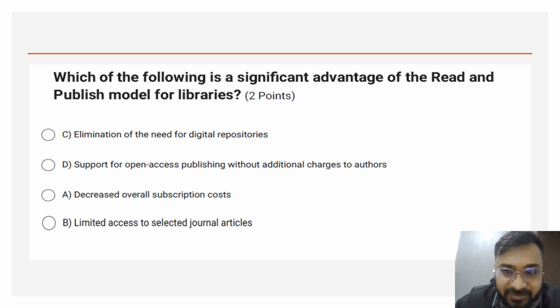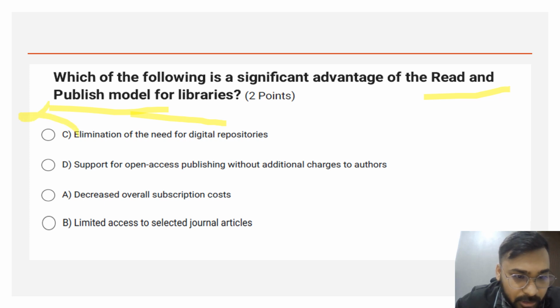Which of the following is a significant advantage of read and publish model for library? Read and publish model. You can read and publish. Eliminate need of digital repository? No, wrong. Support of open access publishing without additional charges to author? This could be decreased overall subscription cost? No. Limit access to? No. This would be the right option: support for open access publishing without additional charge to the author.